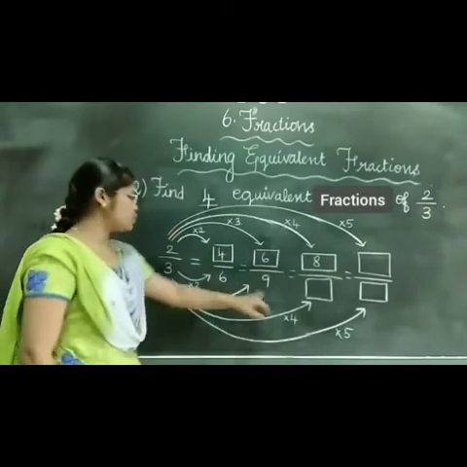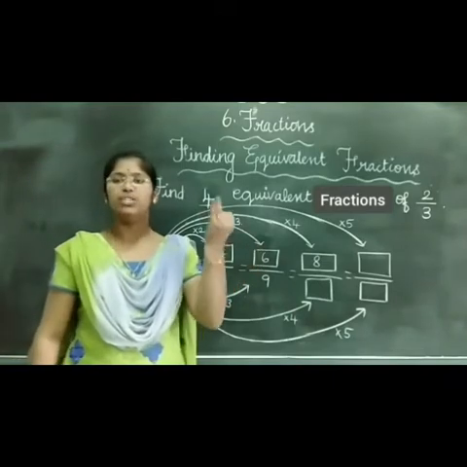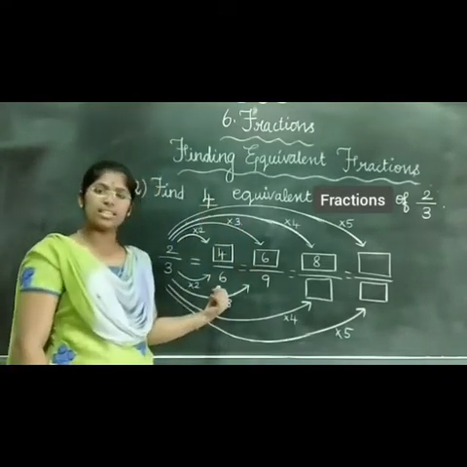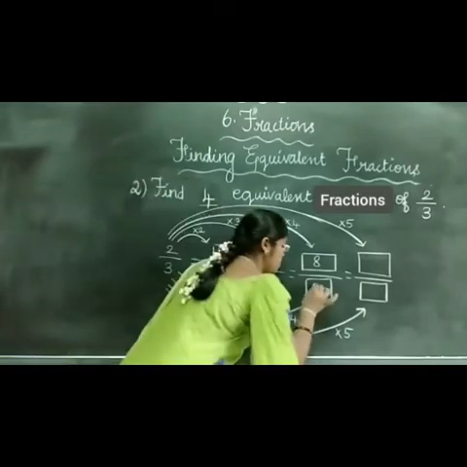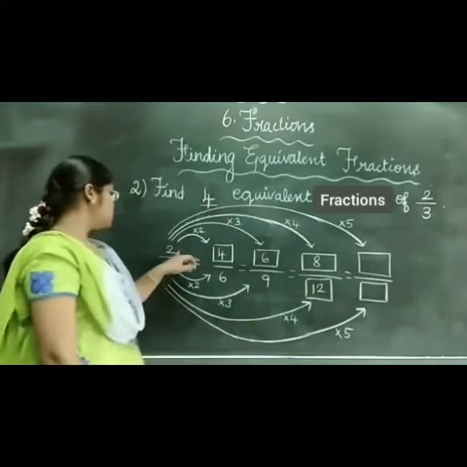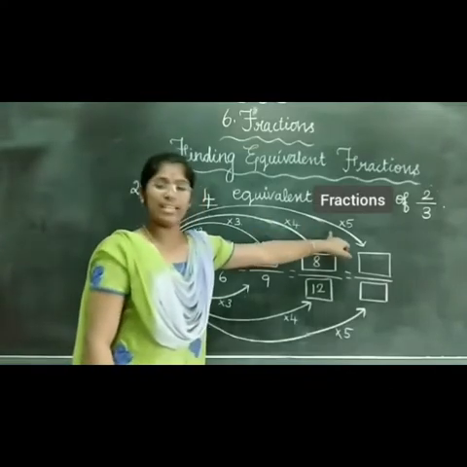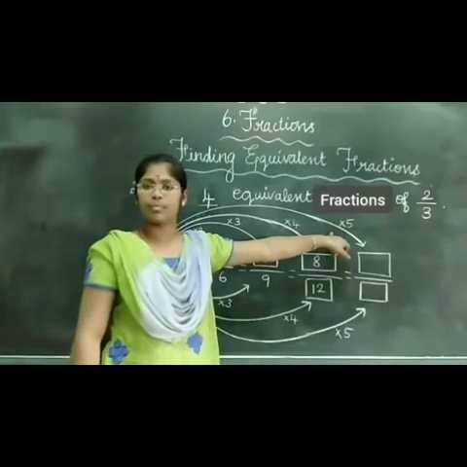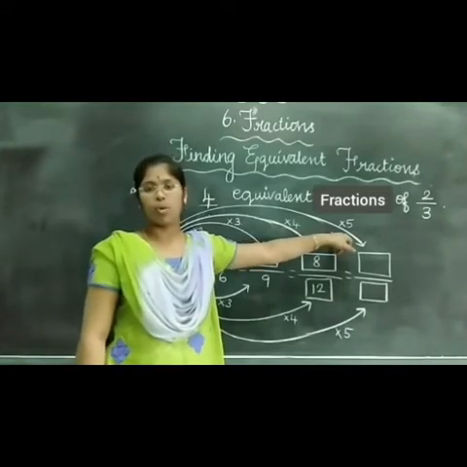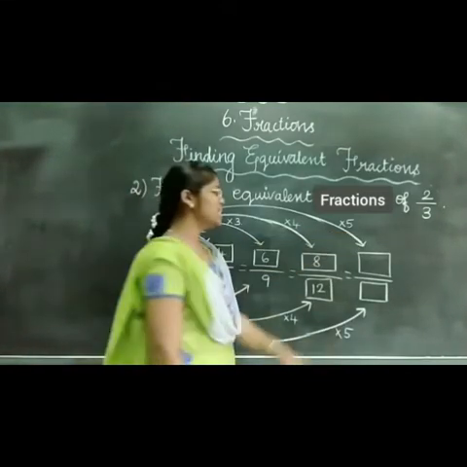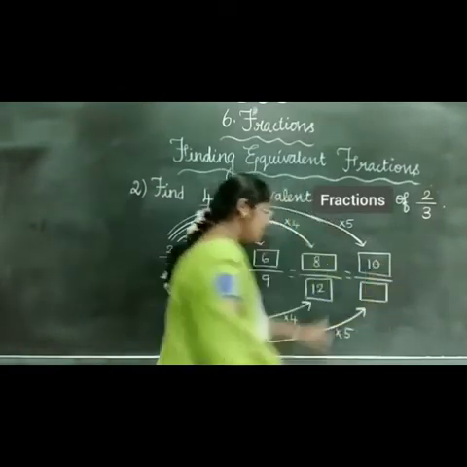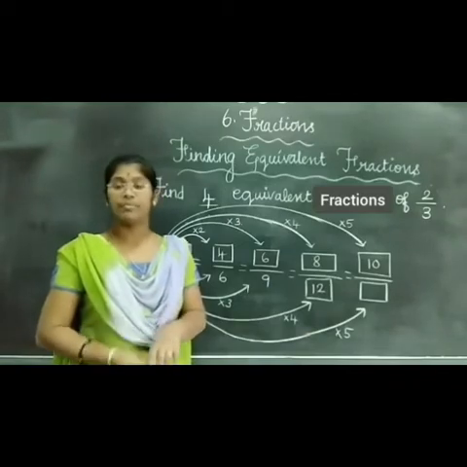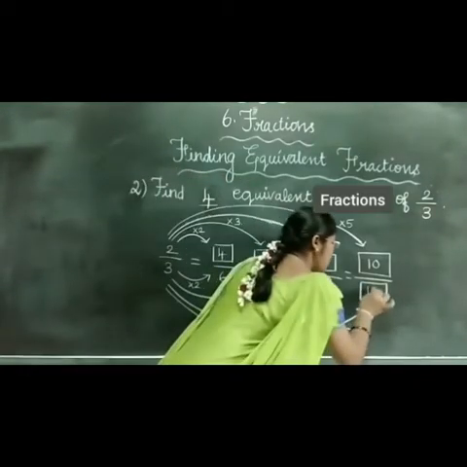Then 3 fours are 12. 1 3 is 3, 2 threes are 6, 3 threes are 9, then 4 threes are very good, 12. Then the fourth one, multiplied by 5. 1 5 is 5, 2 fives are 10. Then 3 fives are, very good, 3 fives are 15.